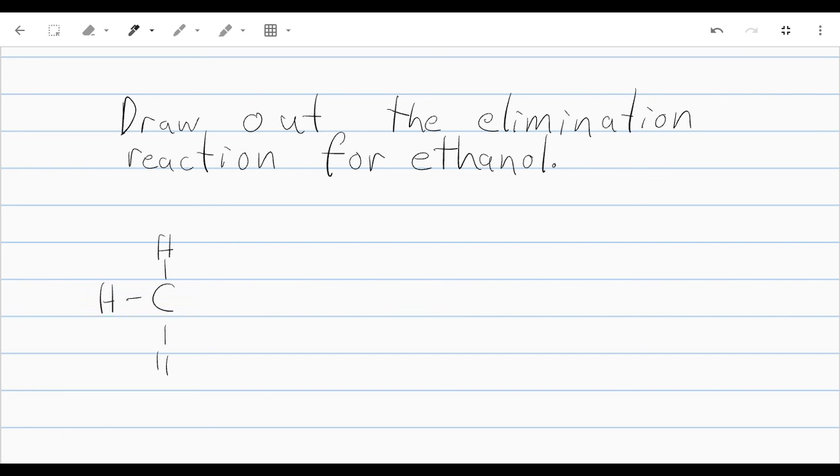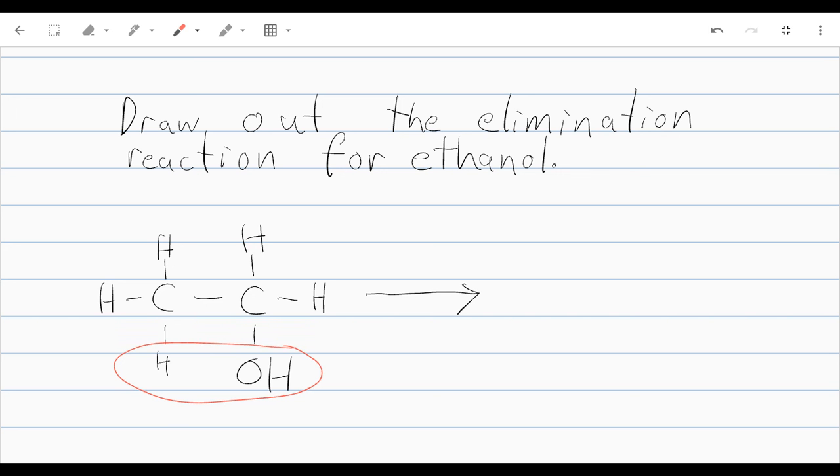So we have two carbons. We have an OH group on one of the carbons and not on the other one. In an elimination reaction, what's going to happen is we're going to have one group from each atom get broken off and turned into a new compound. So it doesn't matter which hydrogen you take on the carbon on the left-hand side, but it is the hydroxyl group that will break off in this reaction, and that will become a water molecule.